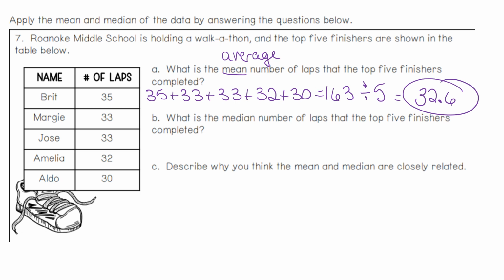Letter B, find the median number of laps that the top 5 finishers completed. So that would be my middle number. These are already in order from least to greatest, so I know there's 1, 2, 3, 4, 5 values, so I can just find the one that's in the middle, which would be 33. So that is your number that's in the middle.